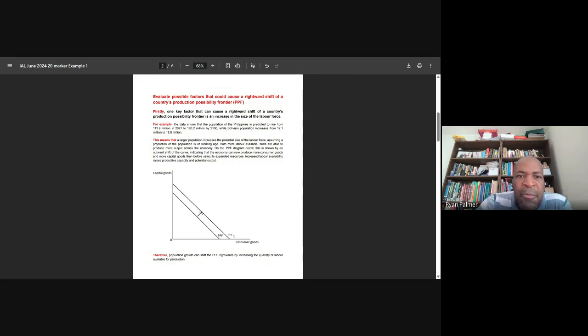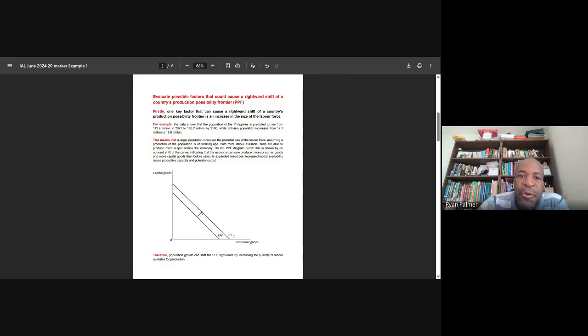I'm writing the following. Firstly, one key factor that can cause a rightward shift of a country's production possibility frontier is an increase in the size of the labor force. So we know that the production possibility frontier depends upon the quantity of the factors of production that we apply, whether it be land, labor, capital, or enterprise. So what I'm doing here, I'm piggybacking on the data that we're being provided with, and we're talking about the amount of labor, the size of the labor force, and the likelihood of the labor force to grow over time.